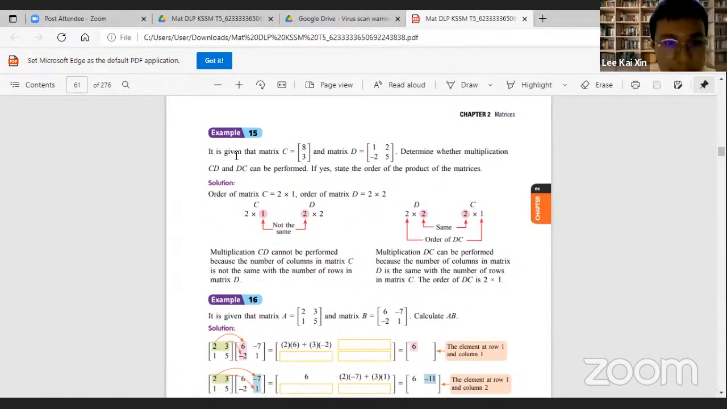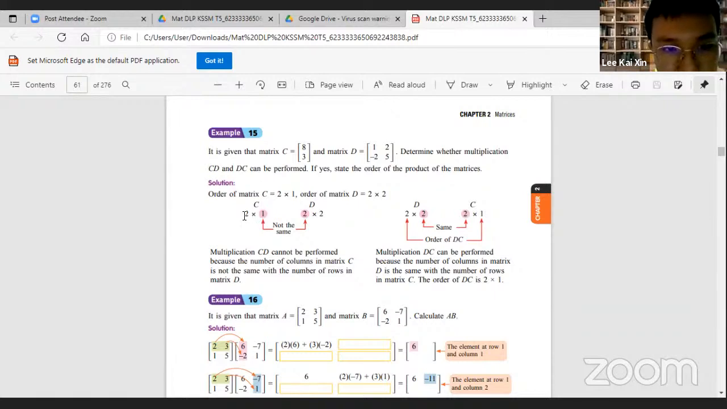Okay, we look at example 15. It is given that matrix C is 8, 3, so we know this one is a 2 by 1 matrix, and matrix D is a 2 by 2 matrix. Determine whether multiplication CD and DC can be performed. State the order of the product of the matrices.